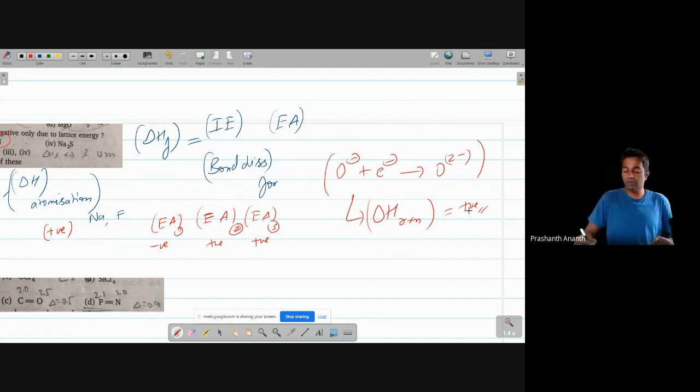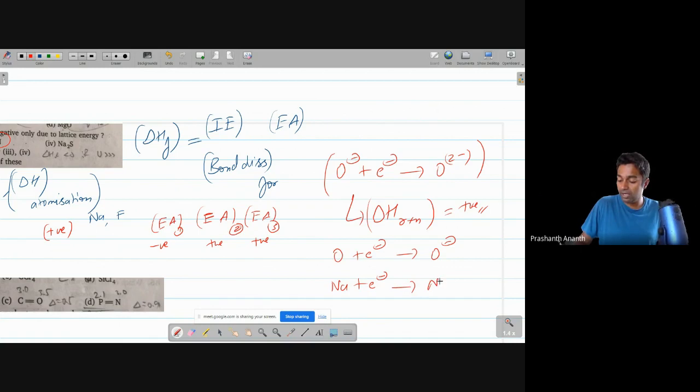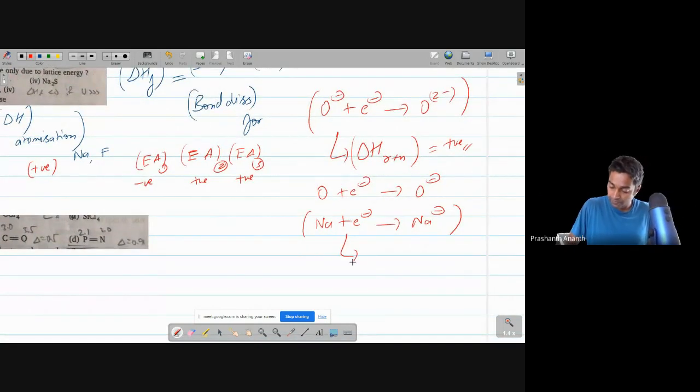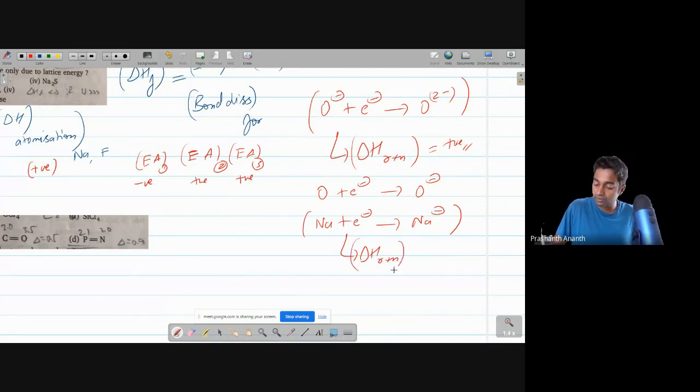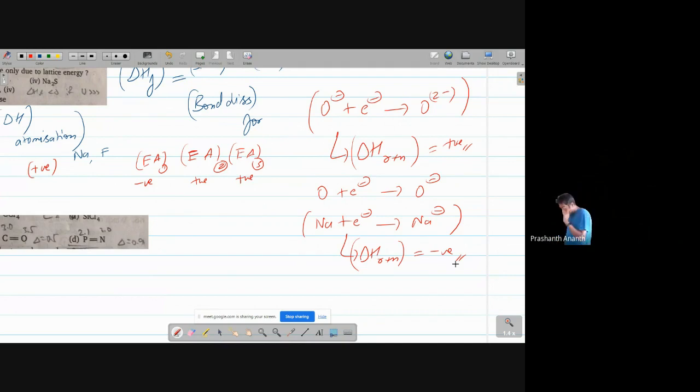Let's talk about first why this is going to be better. If I take, say, sodium and I put an electron and make an Na minus, I can say even for this, enthalpy of this reaction will be negative. Why? What is happening? If I add an electron to an atom, what is happening there? What is the premise at the starting?